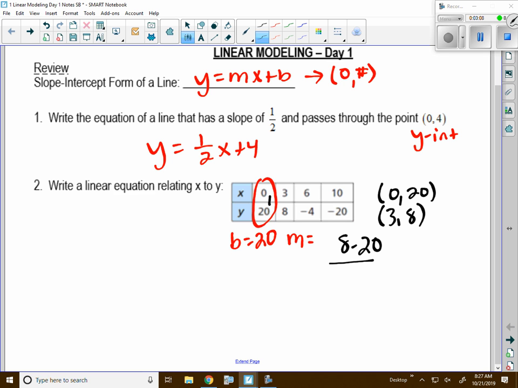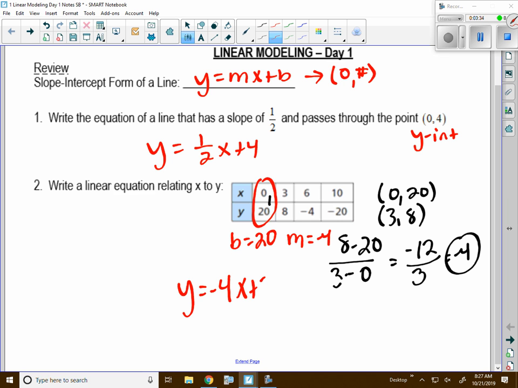So I would have 8 minus 20 over 3 minus 0. So that would be negative 12 over 3, for a slope of negative 4. That is 1. Y-intercept. So y equals negative 4x plus 20. That's our y equals mx plus b equation. Okay, we okay on that? Questions, issues, concerns? All right.